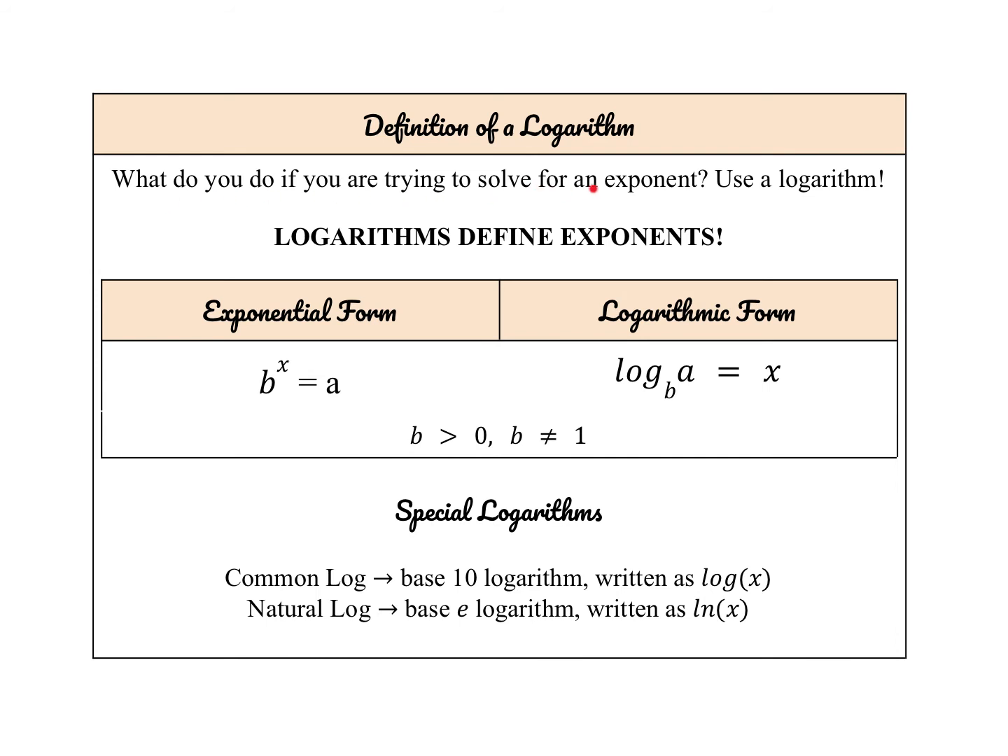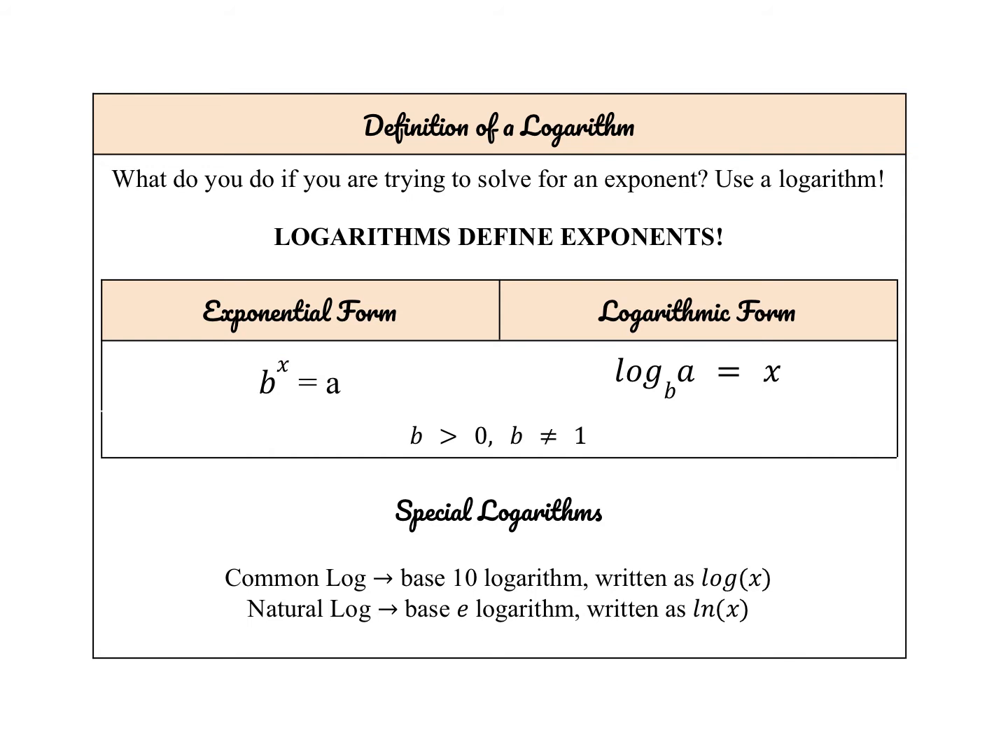What do you do if you're trying to solve for an exponent, or if your variable is in the exponent? You can use a logarithm because logarithms define exponents. If something is in exponential form, it looks something like b to the power of x equals a. We can rewrite this in what's called logarithmic form. The base of your logarithm is going to be the base of your exponential term, so base b. Then it's log base b of a. Notice a is what your exponential term was equal to, and then equals x. So the logarithm is equal to the exponent because logarithms define exponents.